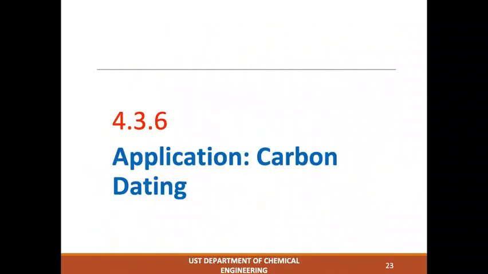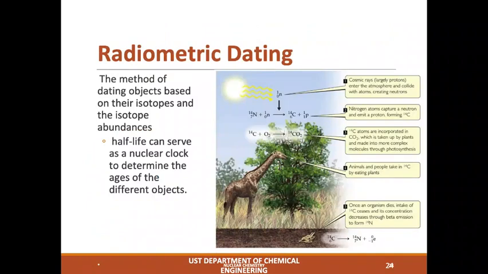Application: carbon dating. Radiometric dating is the method of dating objects based on their isotopes and the isotope abundances. Knowing the half-life of certain isotopes, we can use this as a kind of nuclear clock to determine the ages of different objects by comparing the relative abundances of each isotope in the current sample. The most commonly used isotope is carbon-14, which is naturally generated in the atmosphere through the reaction shown.